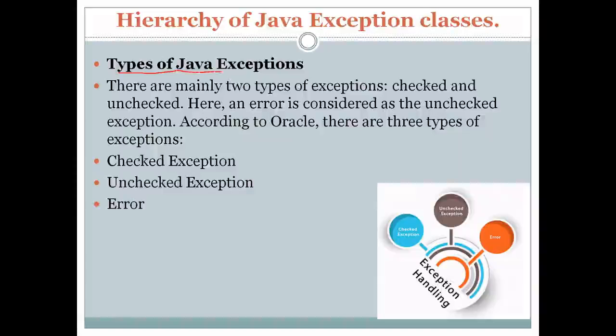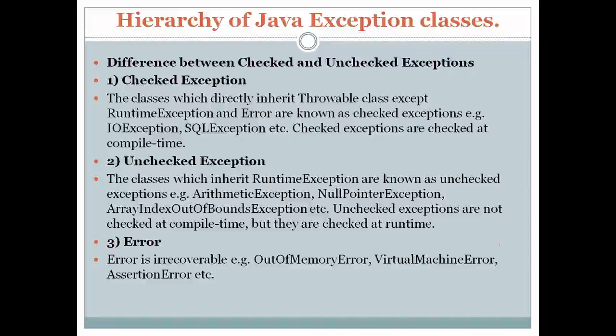Types of Java exceptions. Now there are mainly two types of exceptions: one is checked, another is unchecked. But according to Oracle, there are three types of exceptions, and these are checked exception, unchecked exception, and one more, that is error. So in the diagram also you can see all the exceptions have been categorized as checked, unchecked, and error. Now what is checked, unchecked, and error?